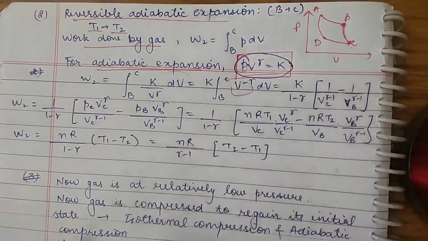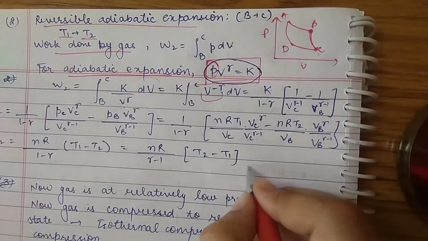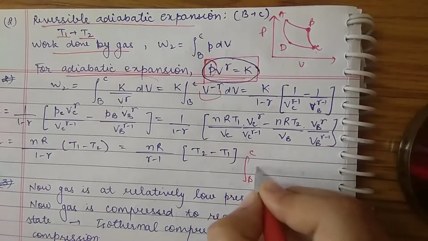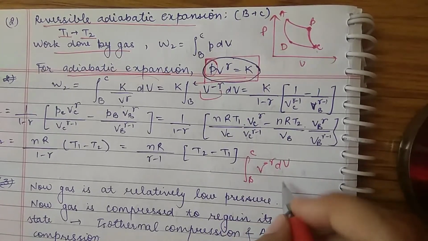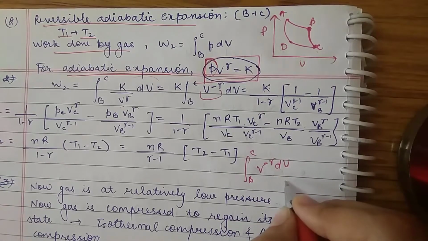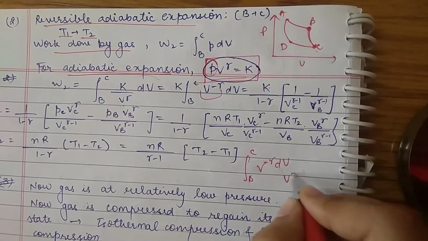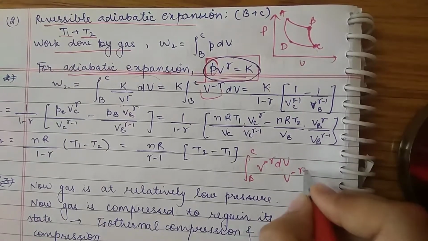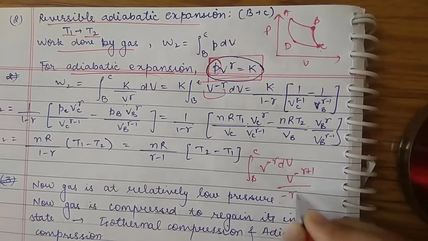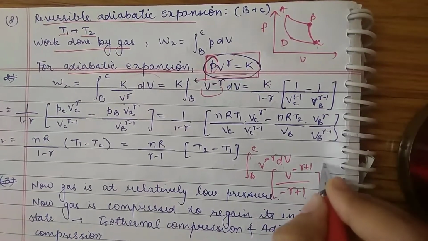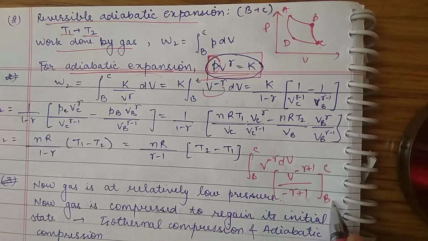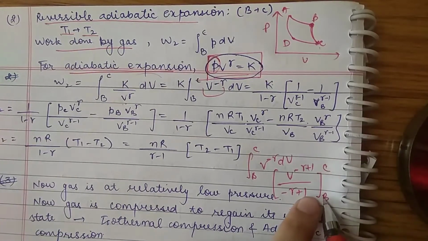How have we solved this integration? We had the integral from B to C of V raised to minus gamma dV. On integrating, we got V raised to minus gamma plus 1 upon minus gamma plus 1, and the limits were B to C. So we have just substituted the values of the C and B limits here, and we got this value.